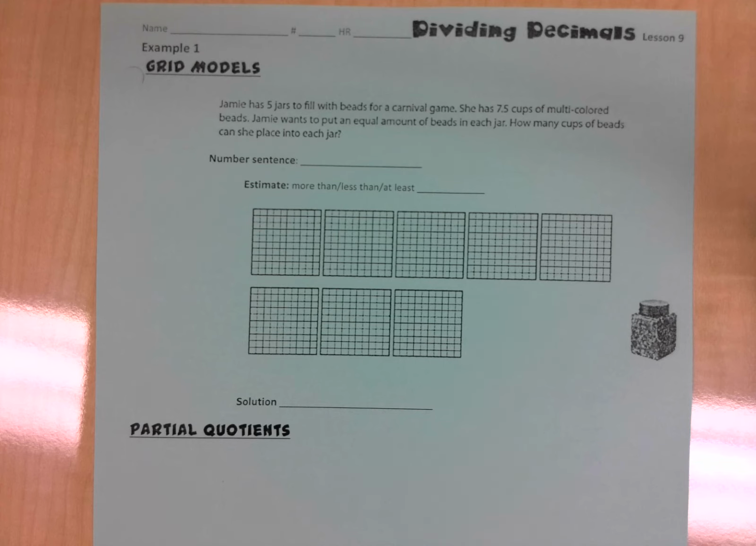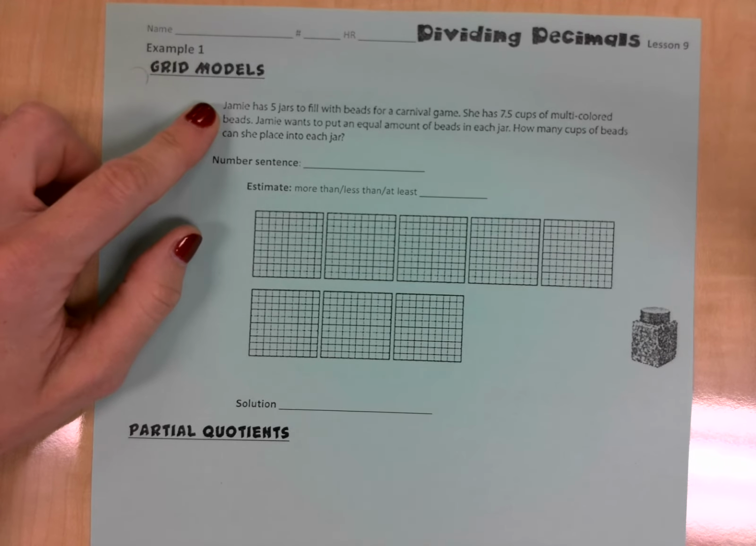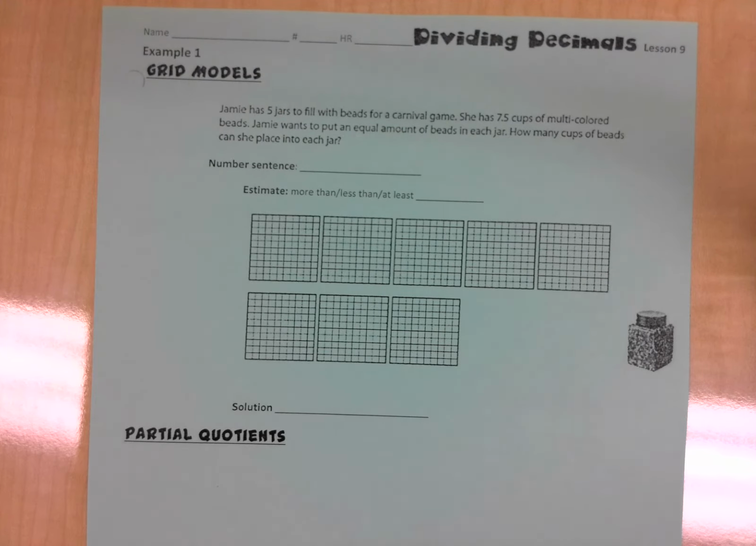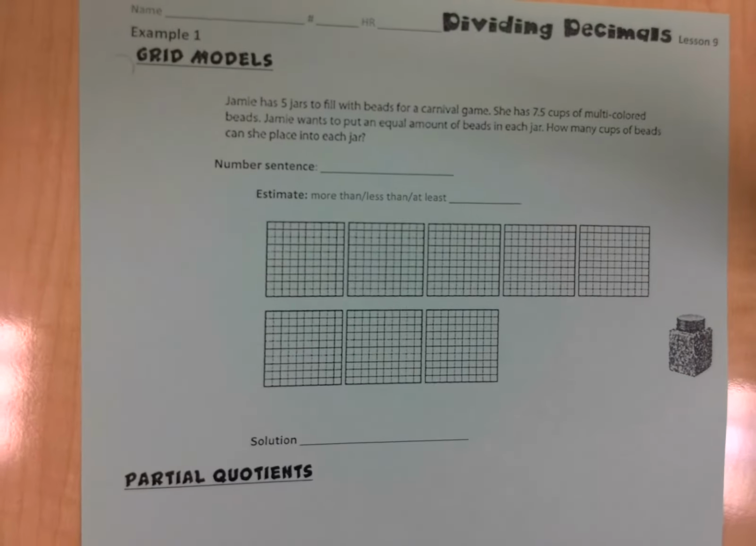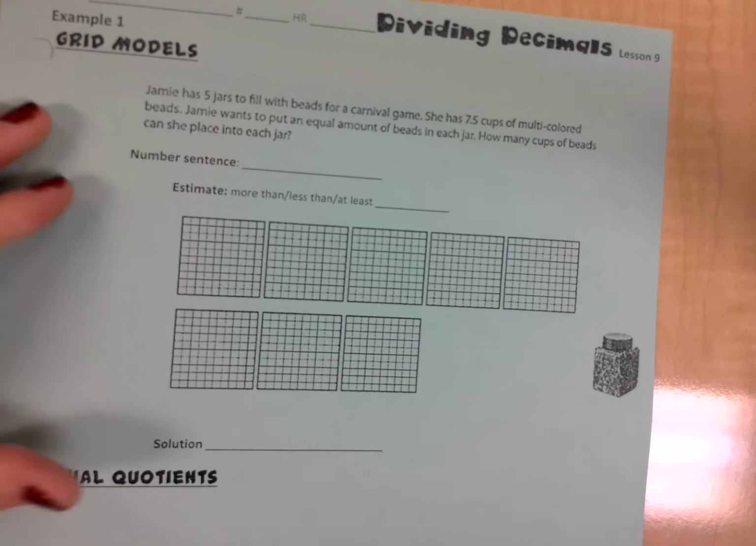Today we're going to be looking at dividing decimals. To do so, we're going to start by visualizing what's actually happening to our number, especially since they are not always going to be a whole number, hence the dividing decimals. Looking at these notes, we have Jamie has 5 jars to fill with beads for a carnival game.